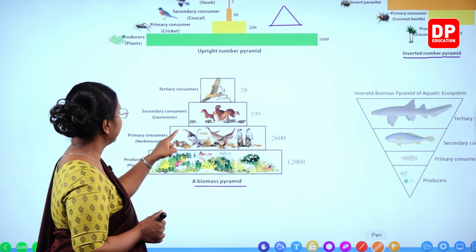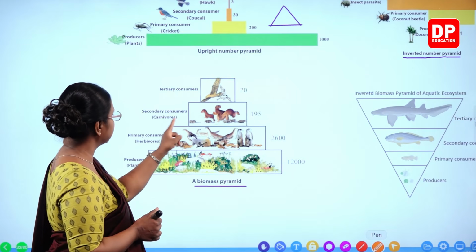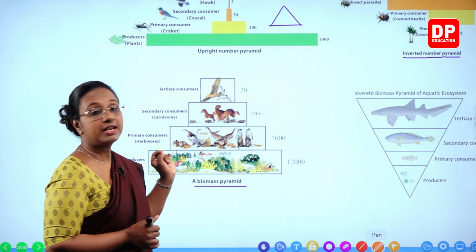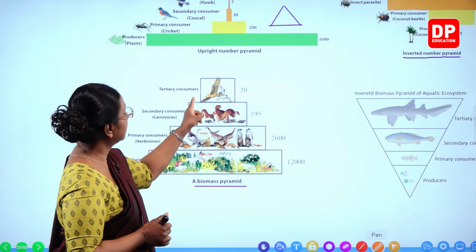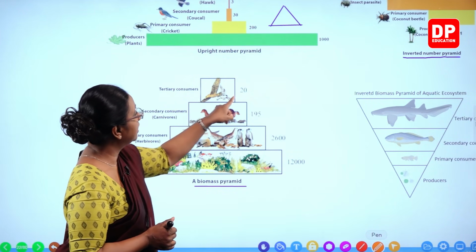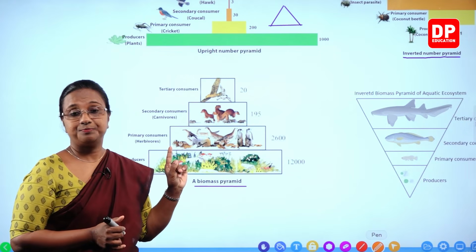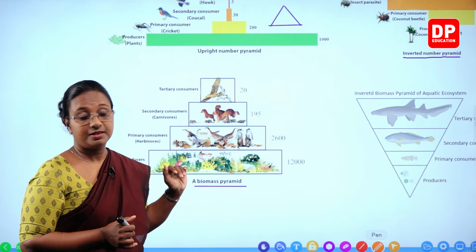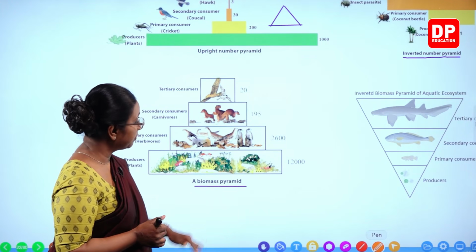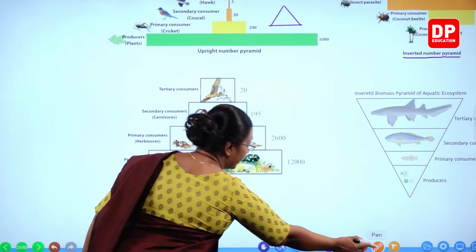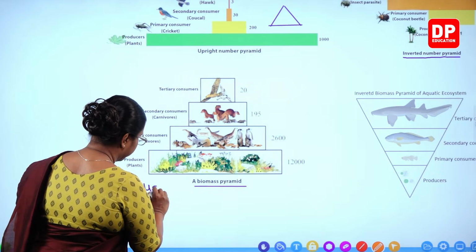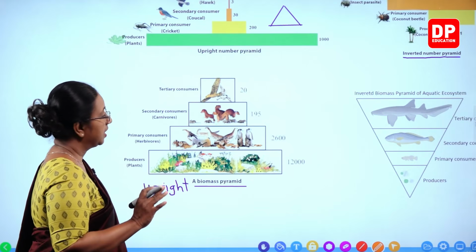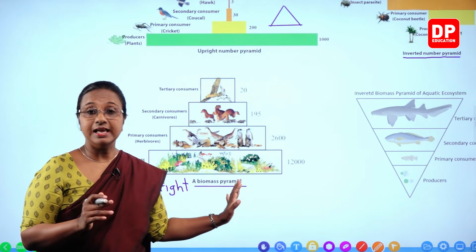Then in the third trophic level, that is the secondary consumers which are carnivores, you have only 195. And tertiary consumers like hawk and all that, you have only 20. As you go up, you can see the biomass decreasing. So here again, this is a biomass pyramid and it is also an upright pyramid. Normally, it is an upright pyramid. That is again in a terrestrial environment.